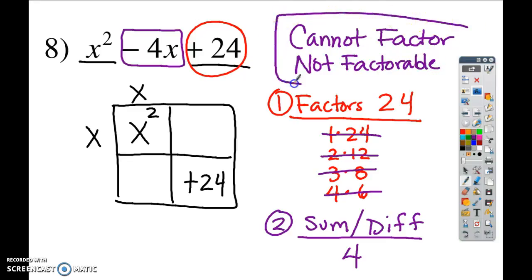And some of them, that's what's going to happen, okay? So you need to make sure that you find all the factors. That's why I tell you to just list all of them and then see which one of those gives you a sum or difference of the middle term.